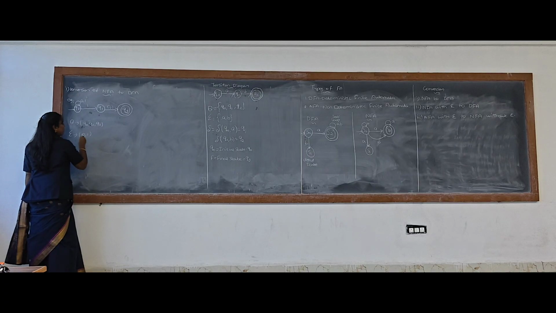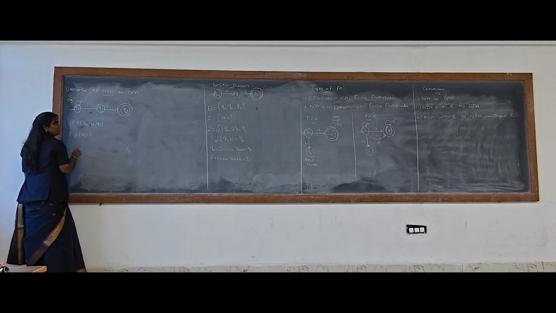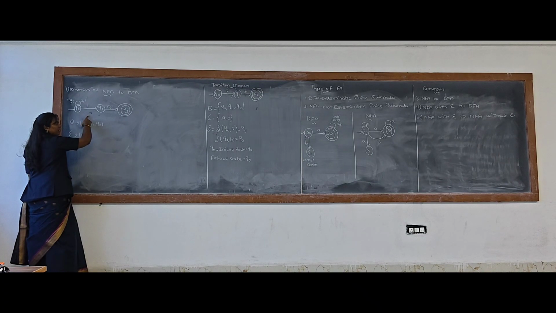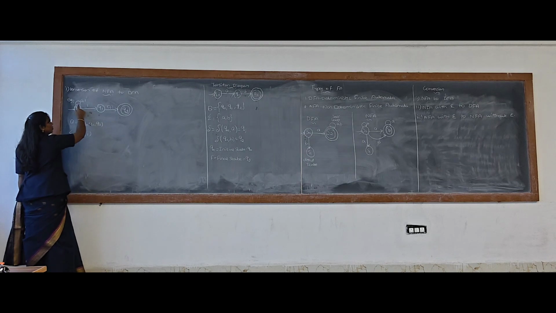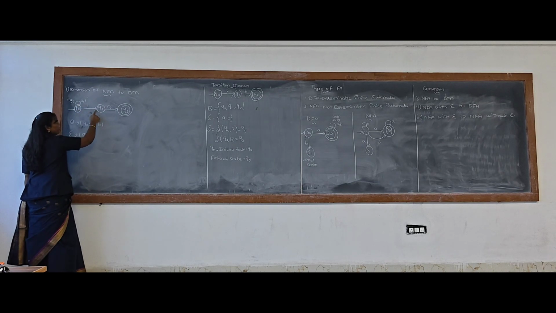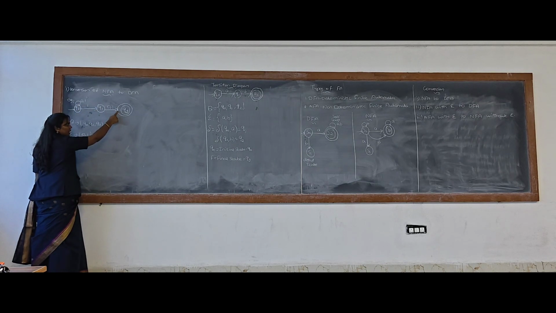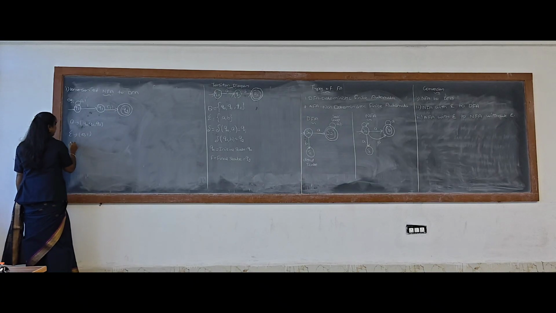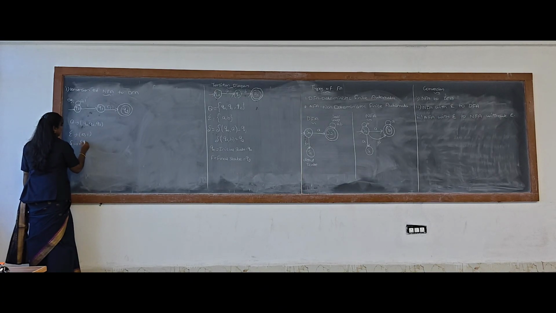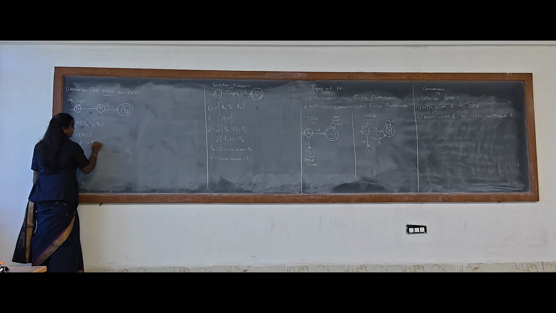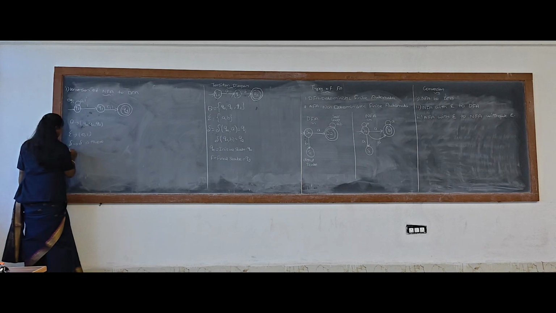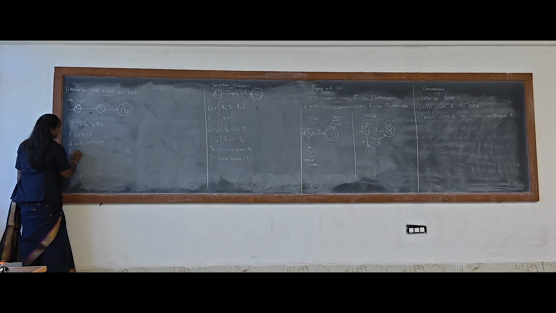The next one is the transition. Here transitions are present: this is one transition, this is another transition, and this is another one. So the transition function is available here. The next one is the initial state. Here we have the initial state as Q naught.